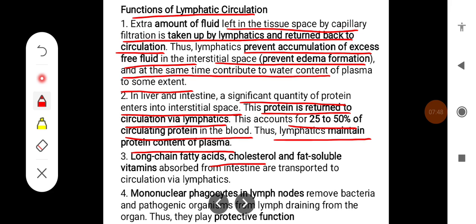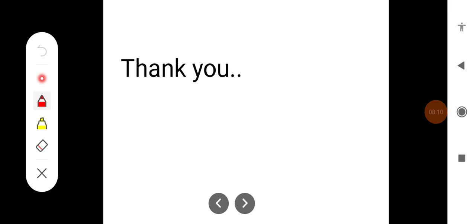Long chain fatty acids, cholesterol, and fat soluble vitamins absorbed from the intestine are transported to circulation via lymphatics. Mononuclear phagocytes in lymph nodes remove bacteria and pathogenic organisms from lymph draining from the organ. Thus, they play a protective function. This is in brief about the lymphatics.